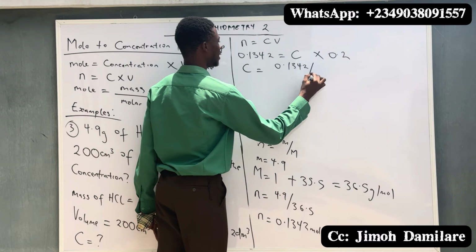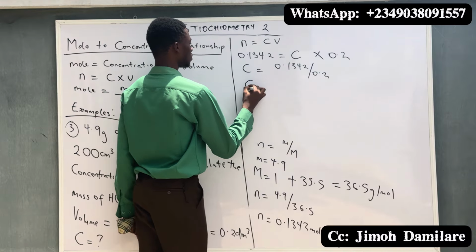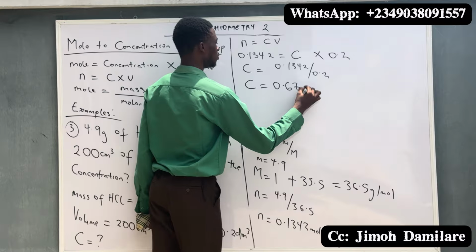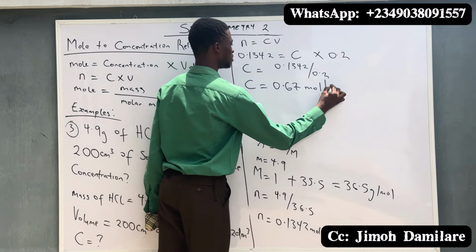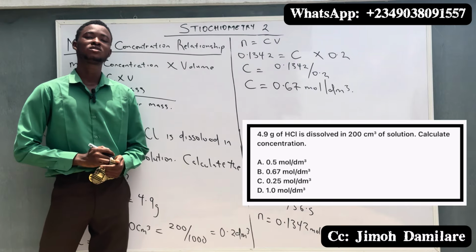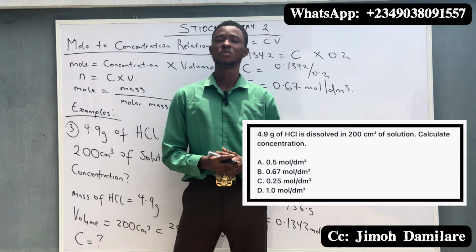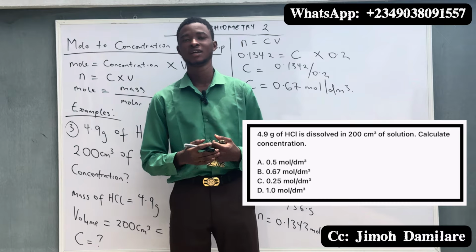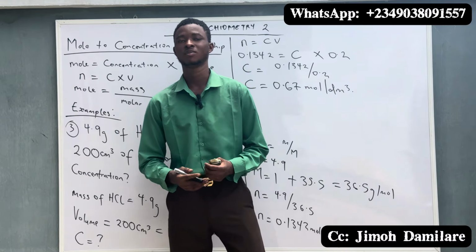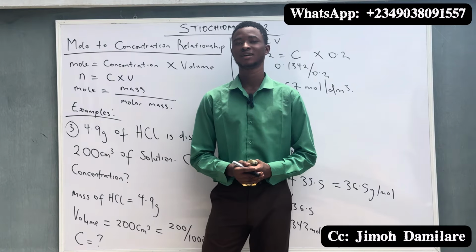So C will be equal to 0.1342 divided by 0.2. So our concentration will be given as 0.67 mole per dm cube. So this is our final answer to question of this type. So this will be all on mole to concentration relationship. Let's look at the last concept on mole to Avogadro relationship and look at one example under that.